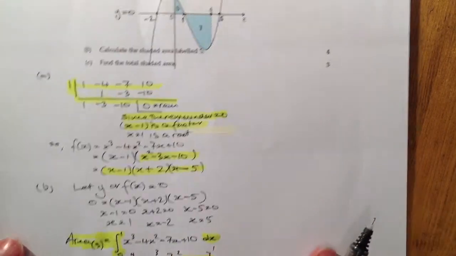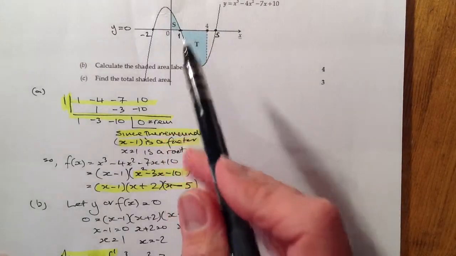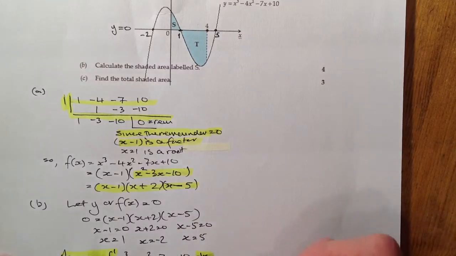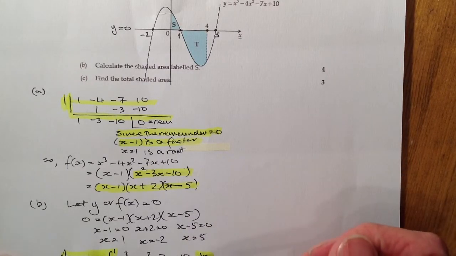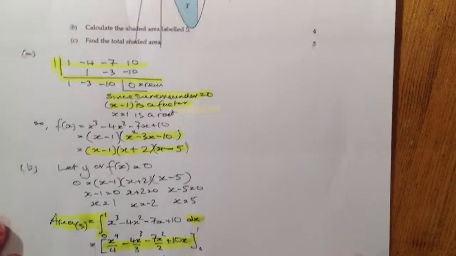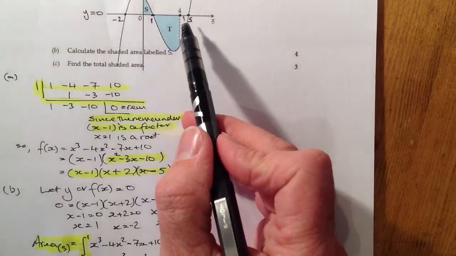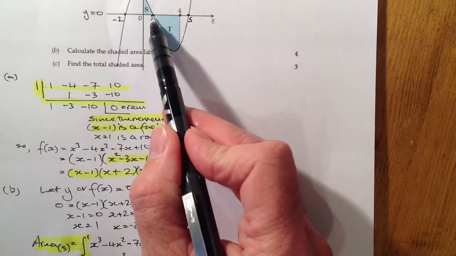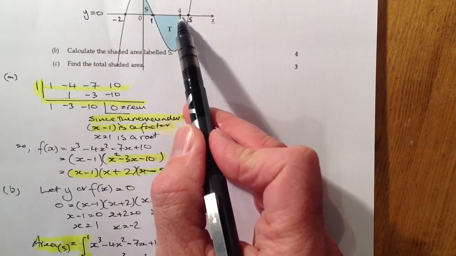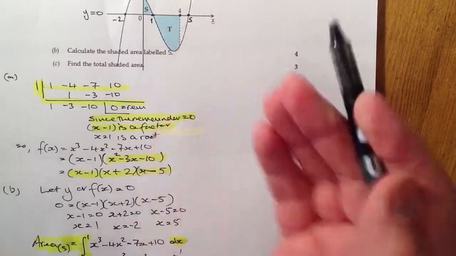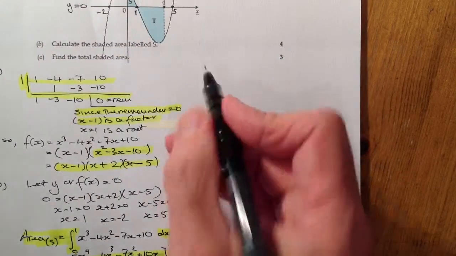So that would be the shaded area of T and the shaded area of S. I've already worked out S, so all I need to do is work out T, and then from there add the two of them together. So let's go ahead and do that one. I can see from the graph that the limits of integration are going to be between 4 and 1. So I'm going to go and set that up just now.